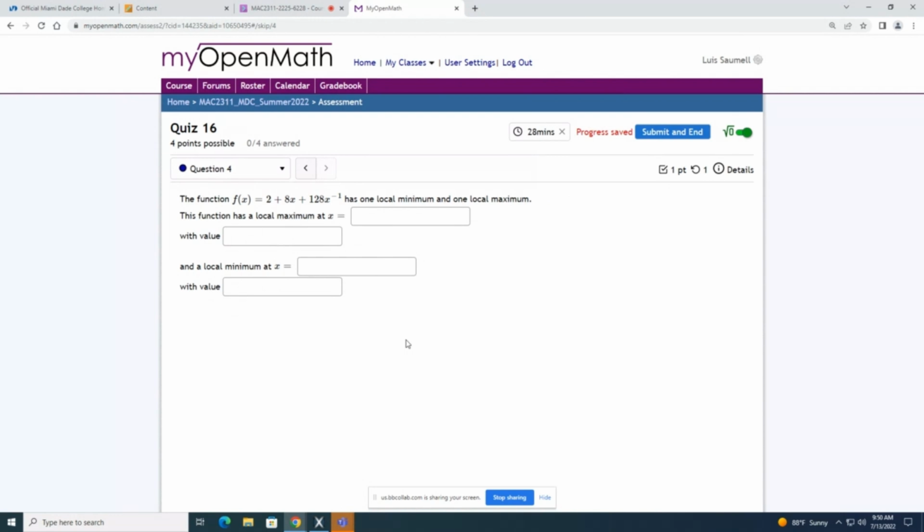Okay, so this function has one local minimum and one local maximum, and then you need to say the location of the local maximum was the value, the location of the local minimum was the value. Yes? Okay. So let's see. This is another question. I'm going to turn over the screen now. Let me just put the information here. So f of x is 2 plus ax plus 128 x to the negative 1. Okay. Let's do this.